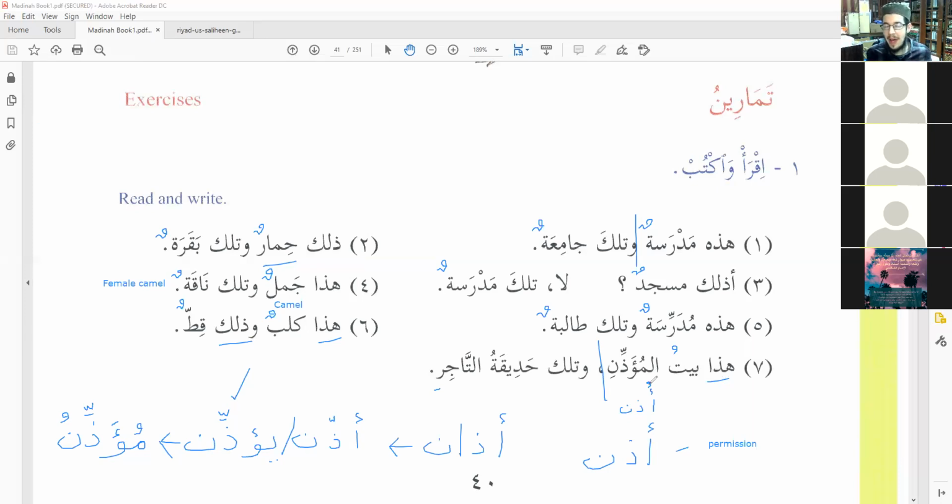This is the mu'adhin's house. MashaAllah. It's a place where the mu'adhin has, MashaAllah, a house, inshaAllah, taken care of. وَتِلْكَ, and that is حَدِيقَةُ التَّاجِرِ. Hadiqa being the garden, the garden of the tajir, of the business person. Anybody have any questions about this exercise before we go on?